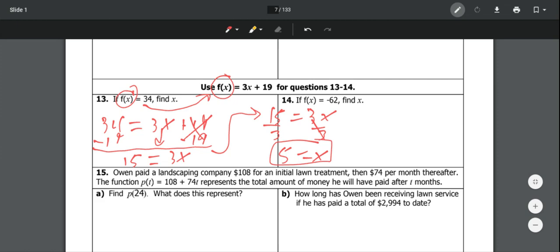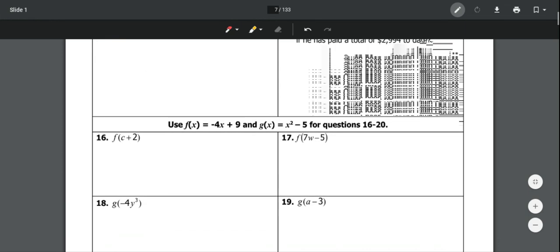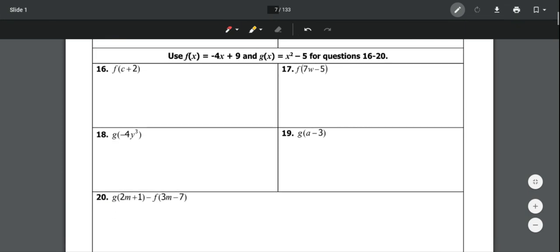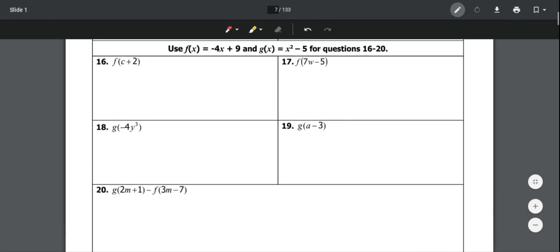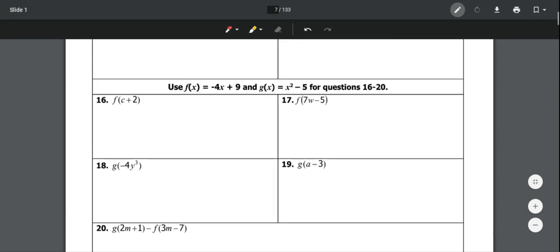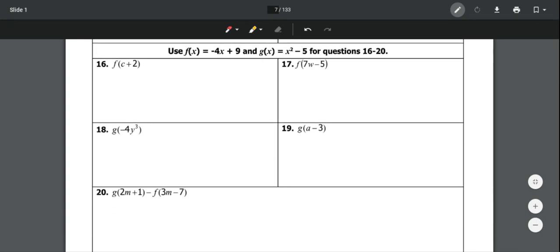So when presented with what f of x is or g of x, you just replace that and set it equal to the equation and solve for it. And then you may have an instance where it gives you something to replace that x with, but that number still has a variable. So in that case, you're just going to simplify it as much as you can.